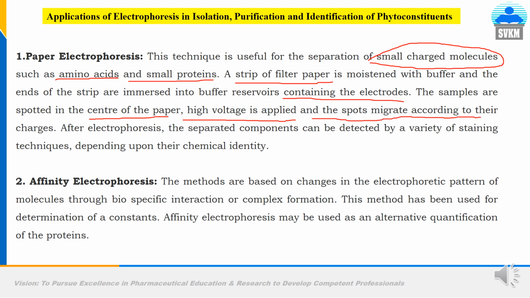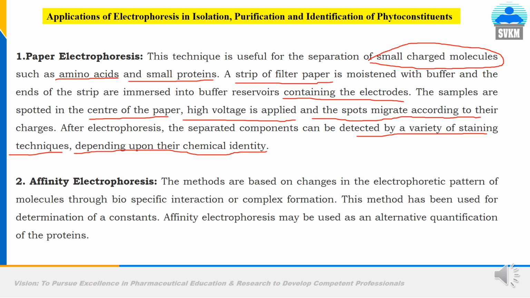After electrophoresis, the separated components can be detected by a variety of staining techniques depending upon their chemical entity. It is the same as that of thin layer chromatography. The only thing is the separation takes place based on the electric field which we are applying to the mixtures, and based upon the anionic and cationic components' affinity towards the anionic and cationic electrodes, they are separated and then further detected by a staining procedure.